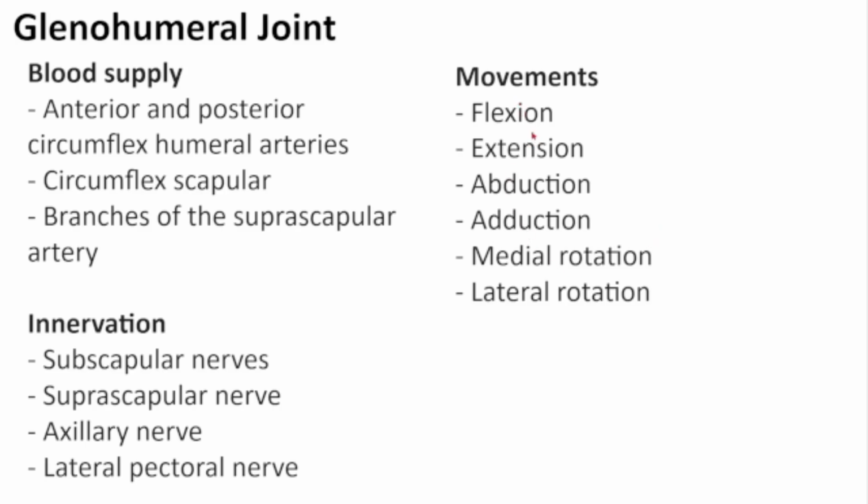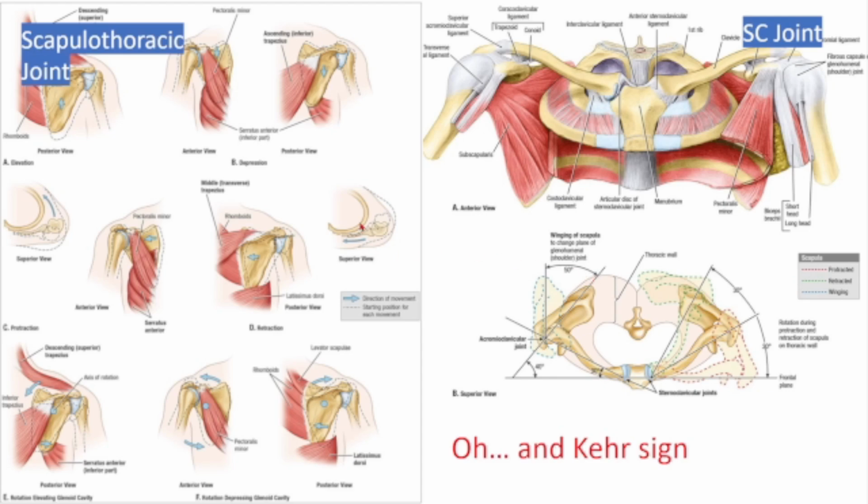But flexion and extension is one plane, right? That's happening in the sagittal plane. Abduction and adduction happens in the coronal plane. And medial and lateral rotation happens in a vertically oriented cranial caudal plane. So I mentioned that I would bring these up. This is the scapulothoracic joint, right? So essentially it does articulate with the thorax, right?